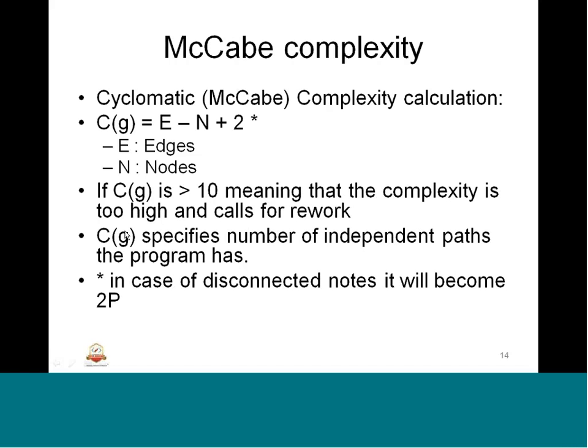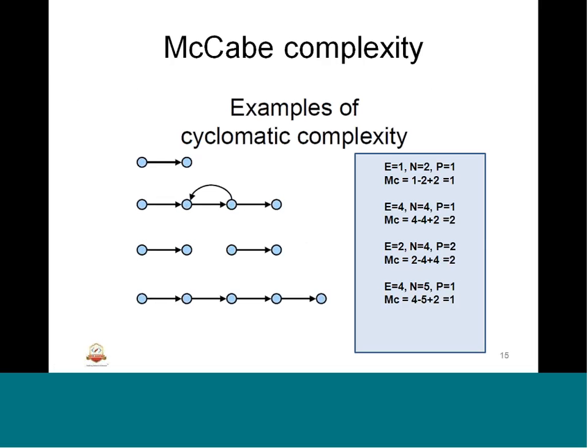So basically the McCabe-based complexity number specifies the number of independent paths the program has. And we also saw a few examples of the cyclomatic complexity, it is very important to understand.